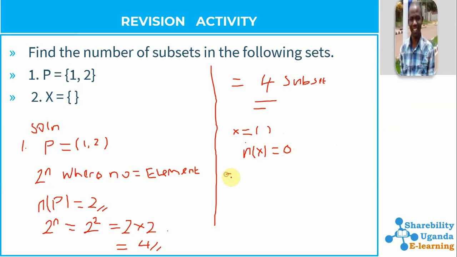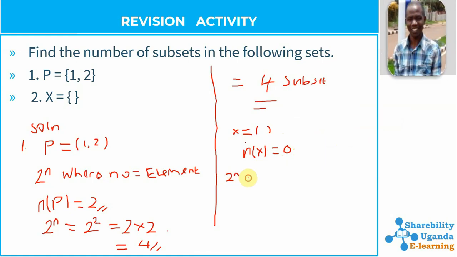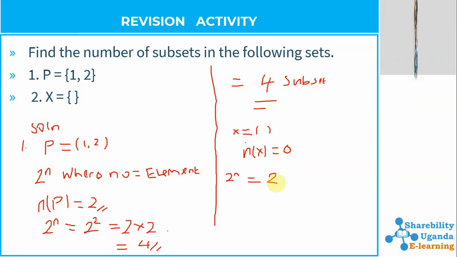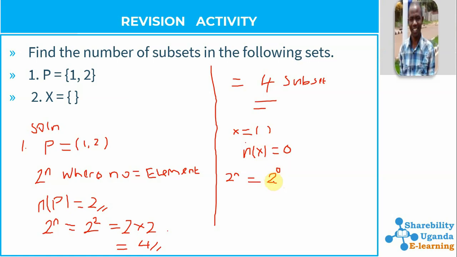Then for us to be able to use our formula, which is 2 to the power n, where n is the number of elements in our set, that means we shall power our 2, shall be 2 to the power 0.